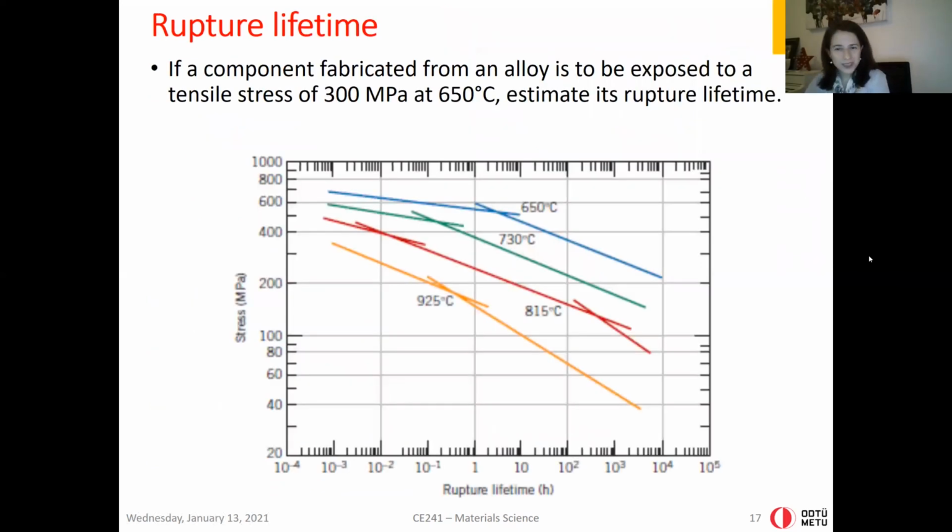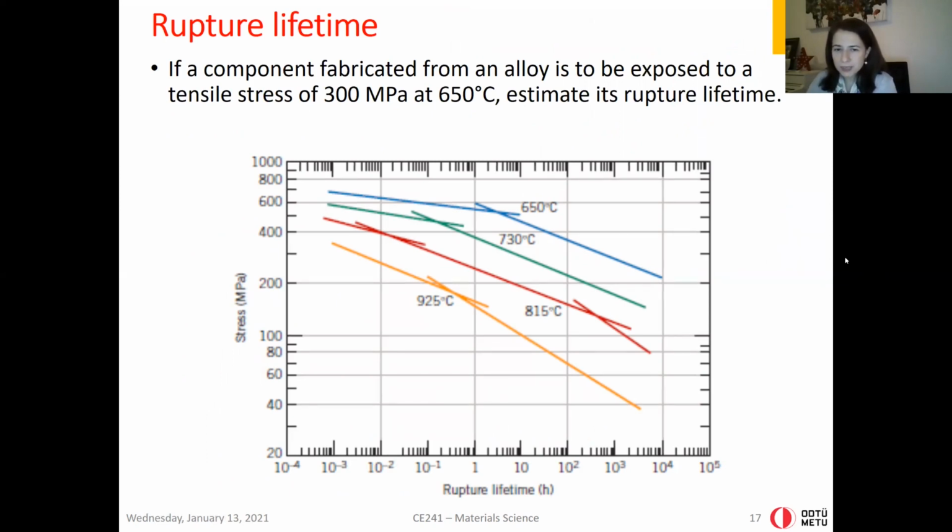Okay, one more question. If a component fabricated from an alloy is to be exposed to a tensile stress of 300 megapascal at 650 Celsius, can you estimate its rupture time? Please pause the video before watching the solution.